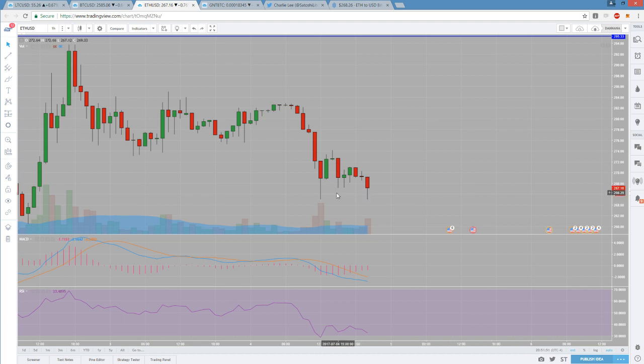So let's see if this double bottom holds on Ethereum. Resistance right now, I'm looking at a lower high of 271.